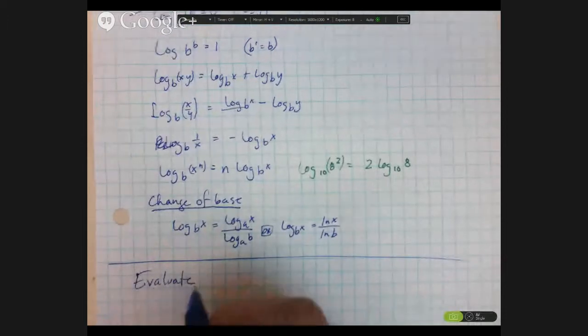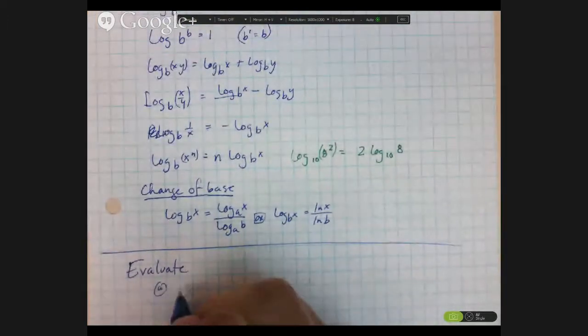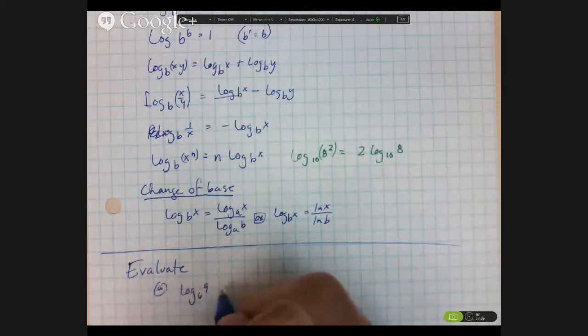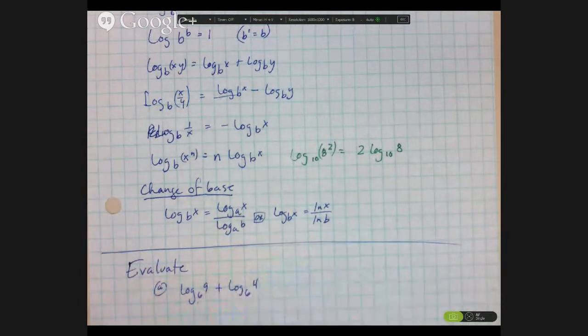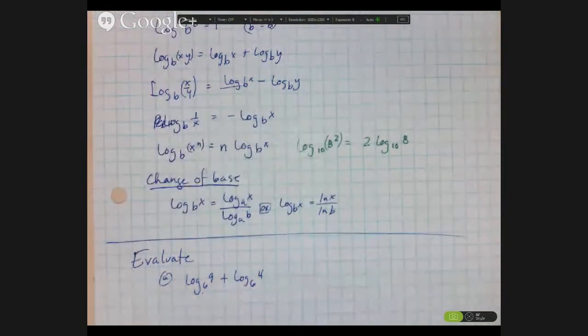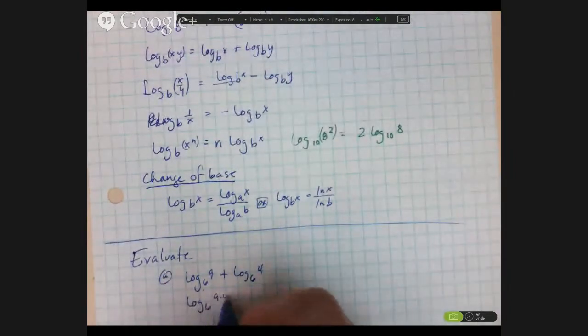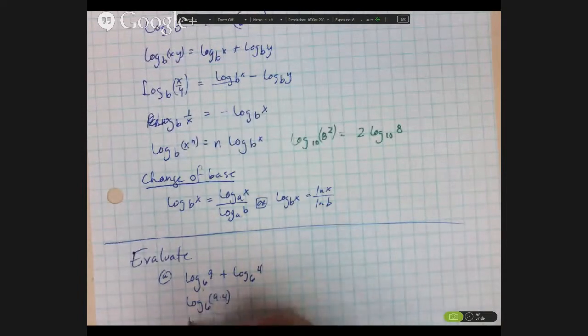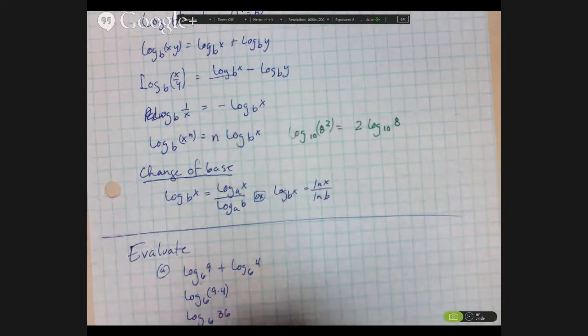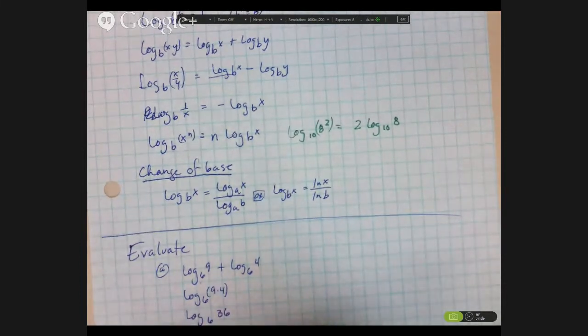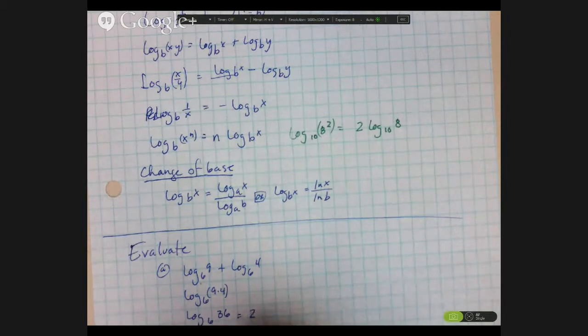Let's do some evaluate logs. Let's try log base 6 of 9 plus log base 6 of 4. Since this is plus, we can actually put those together and multiply. And then this I can tell you is 2, because 6 squared. So if you want to rewrite it, at this point I know the answer, but if you need to keep going, now I can bring this out front. We know this is 1.